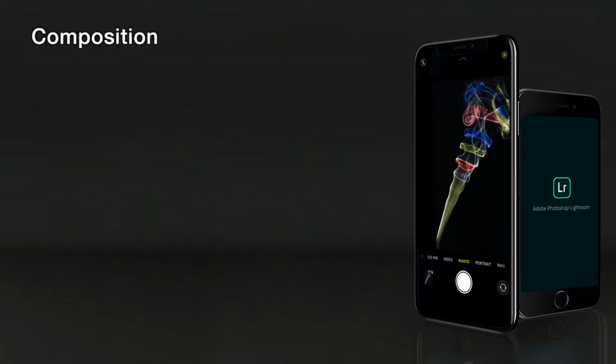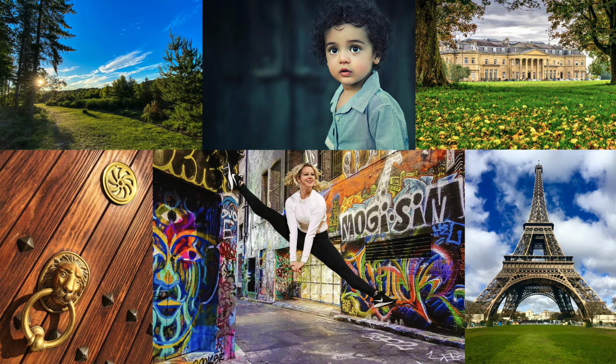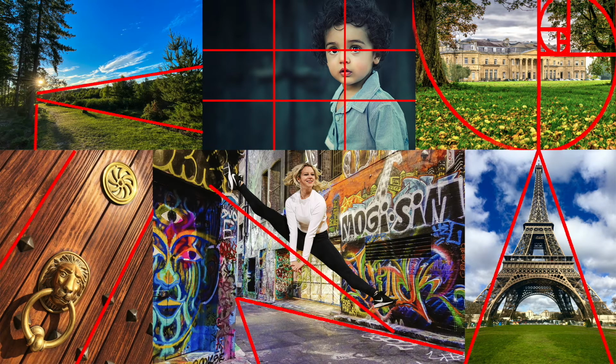Composition. Why is it so important? Well, composition will make or break your photo. And it's quite a big subject, but it is so very important. So what is composition? Well, composition is arranging what you have in a frame for a purpose. Now, what do I mean by a purpose? Composition has a purpose to lead you, to take your eye somewhere, to create drama.